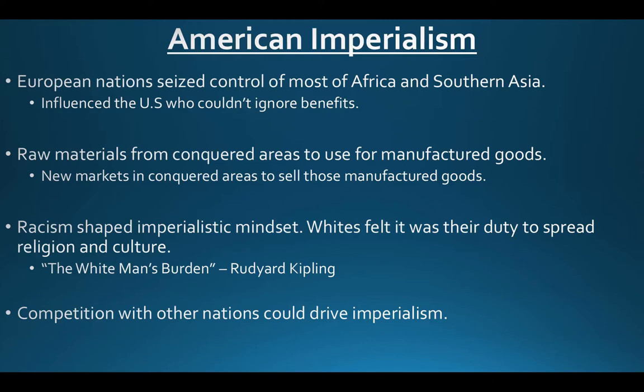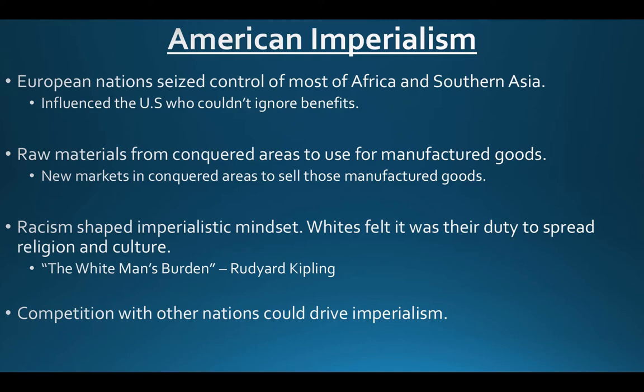And when they bring those raw materials back and then create manufactured goods with them, they are also looking to expand the markets in these conquered areas. So basically they're going to take the raw materials, bring them back to the home country, manufacture things with this new industrial machine and industrial revolution that we've previously talked about, and then bring those things back and sell them in those conquered areas, right?